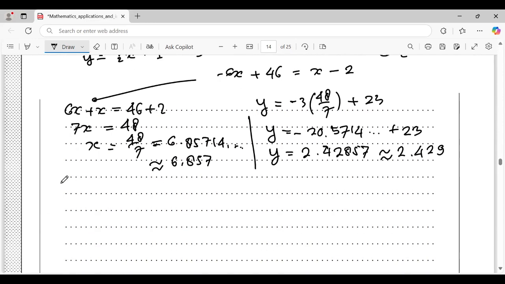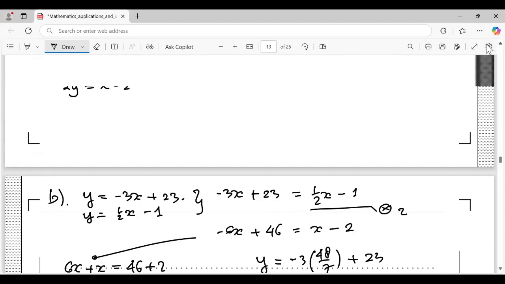So the coordinate point C is 6.857, comma, 2.429, x, y. Next question.